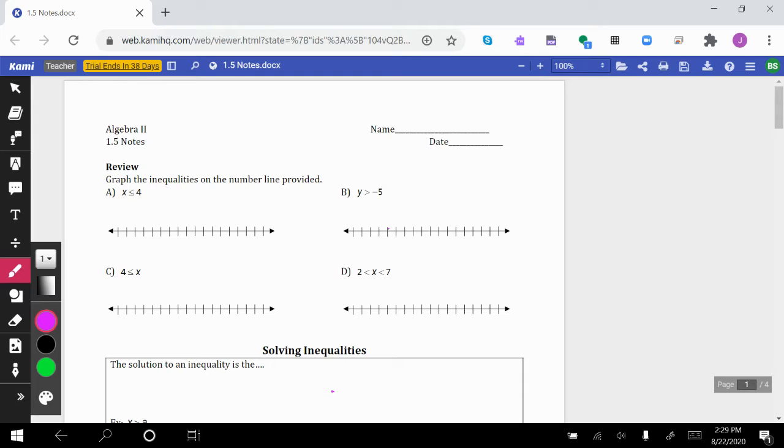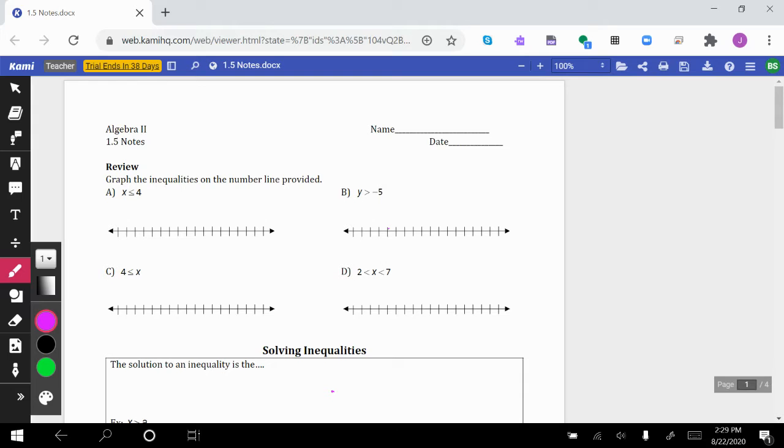We're going to be graphing some inequalities, looking at some compound inequalities, and wrap it up with a couple of word problems. So let's begin with some review. First things first, we're just going to graph some inequalities.